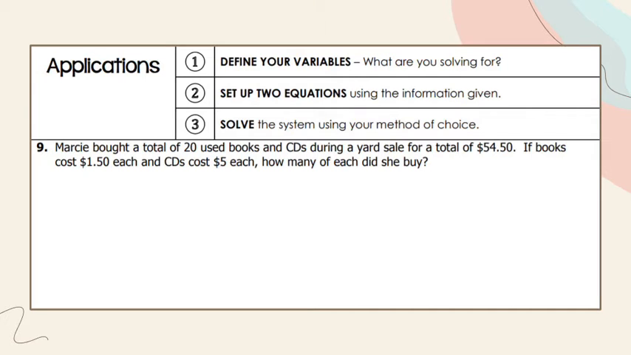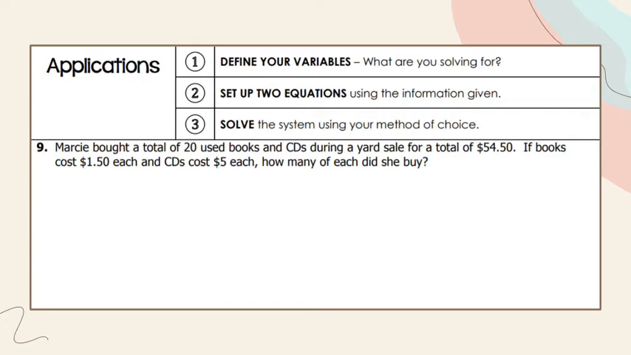applies to real life. So it tells us the direction or the instructions on how to solve each problem like usual. Define your variables, set up two equations, solve. So let's take a look at our first question. Marcy bought a total of 20 used books and CDs during a yard sale for a total of $54.50. If books cost $1.50 each and CDs cost $5 each, how many of each did she buy?